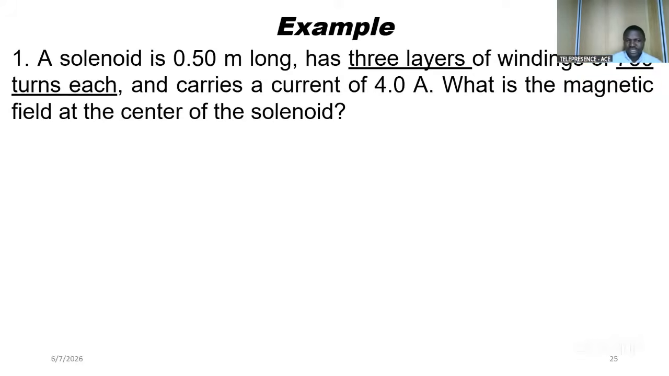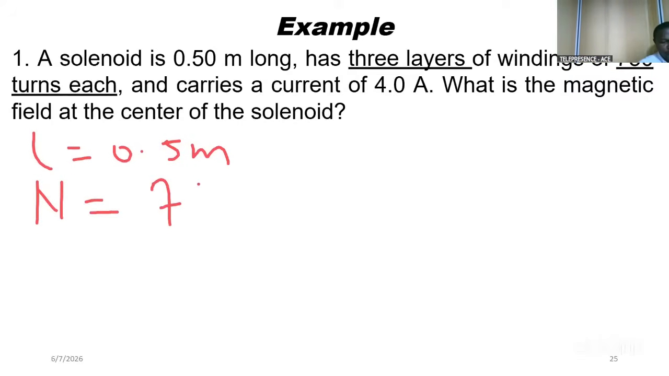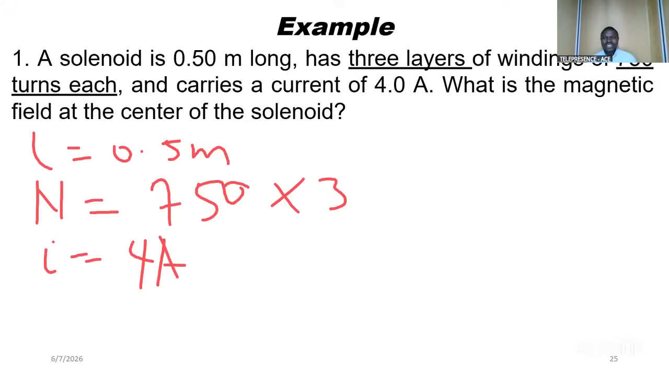Look at this simple example. You are given a solenoid. The length of that solenoid, we call it L, is equal to 0.5 meter, okay? And it has 3 layers of windings of turns, and our N, capital N, is equal to 750 turns. But they said 3 layers of it, that is, to get the actual turns, multiply that one by 3. We are given the current to be I equal to 4 A.